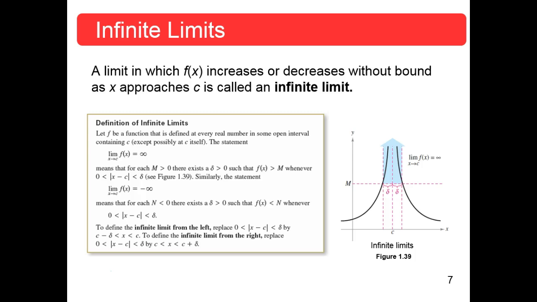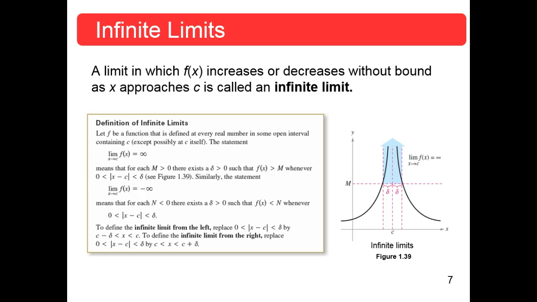It means that for every M, capital M, greater than 0, no matter how large you make that M, there is some delta greater than 0 such that f(x) is greater than M, no matter how big you make it, whenever |x - c| is less than delta. You can find some delta such that no matter how big you get that M, f(x) is going to be greater than M. That means, and then the statement going to negative infinity.